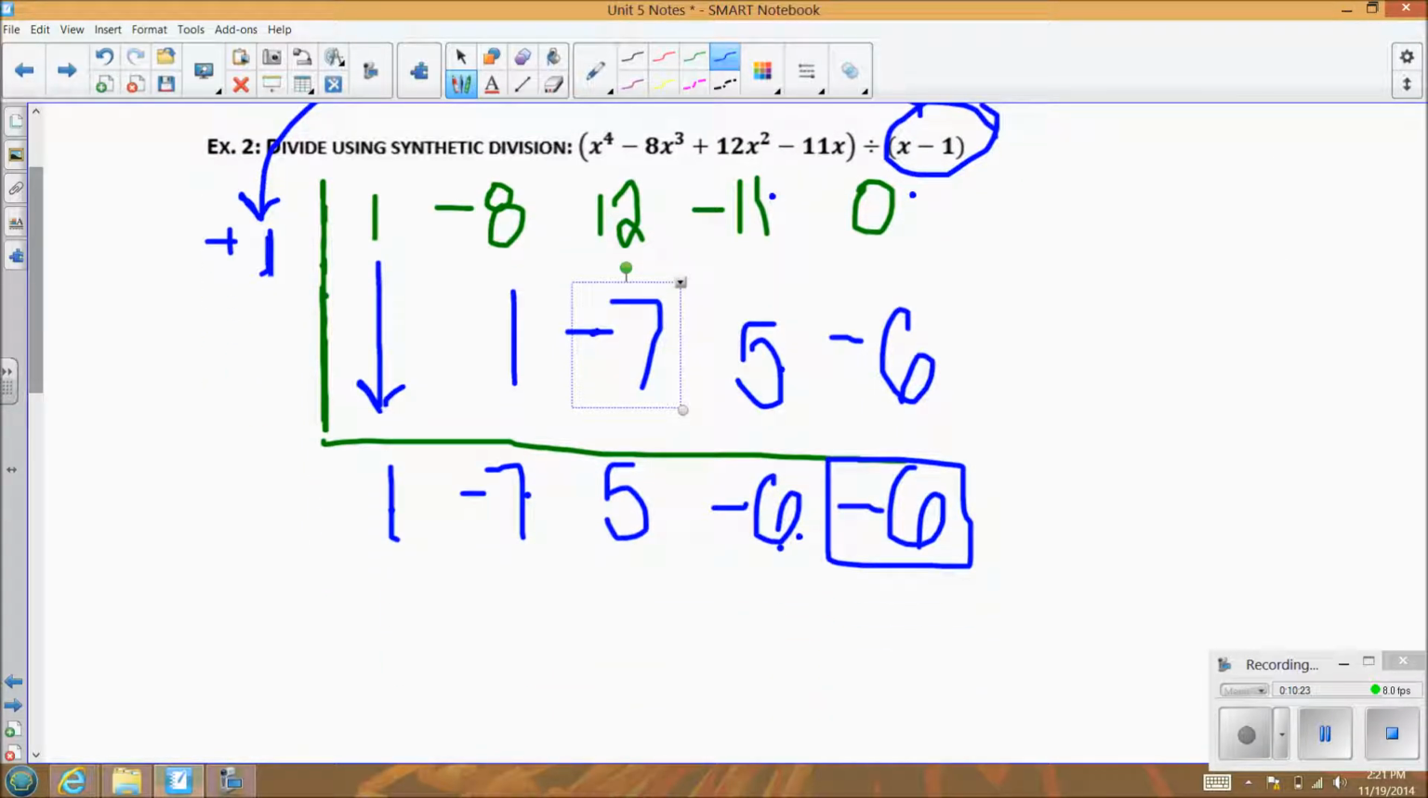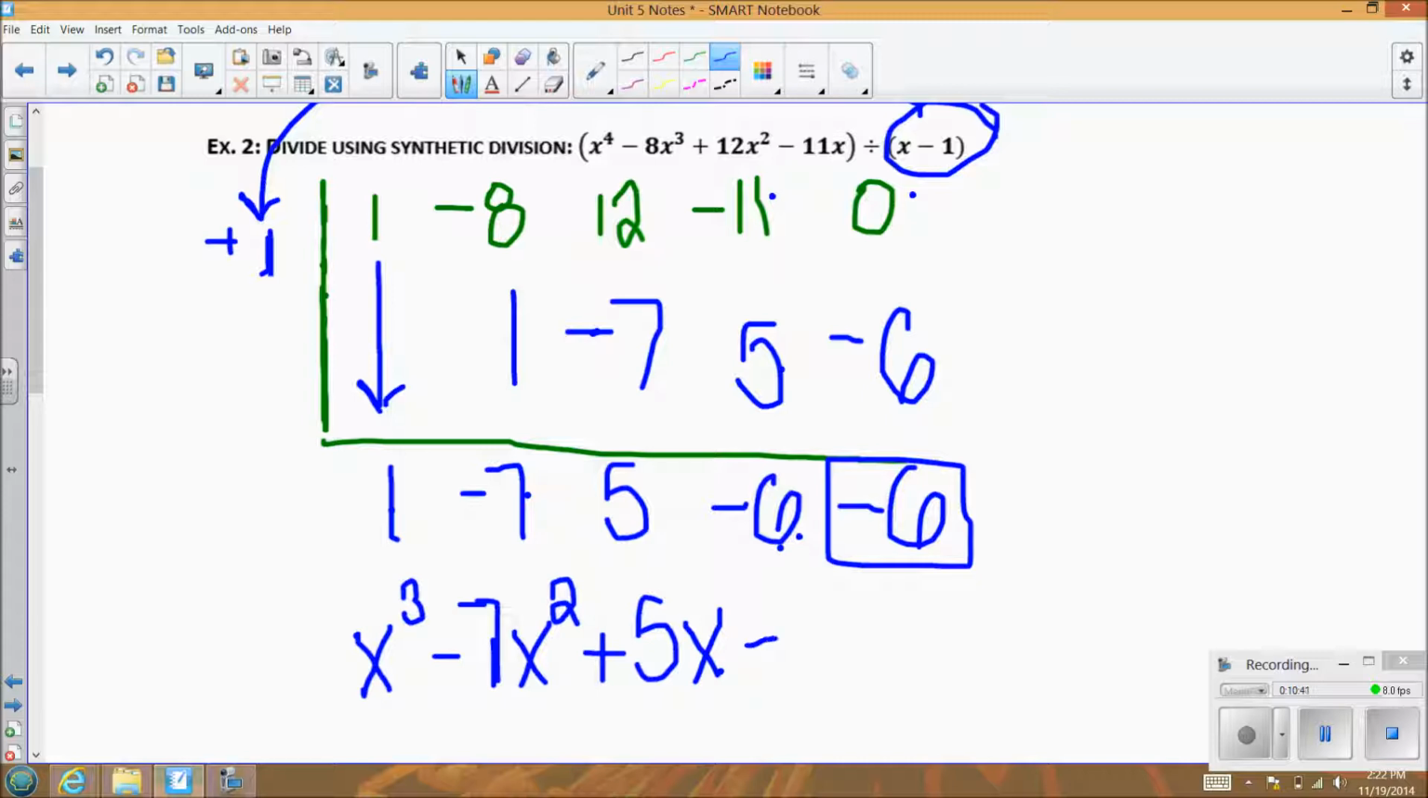My answer is always one less than what I started with. I started with an x to the 4th, so that means my answer is going to be a 1x to the 3rd minus 7x squared plus 5x minus 6. So I'm just taking these numbers up top here, and I'm just rewriting them as coefficients in decreasing order. And then I have my remainder as minus 6, and it's over whatever I divided by, x minus 1. So there's my answer.